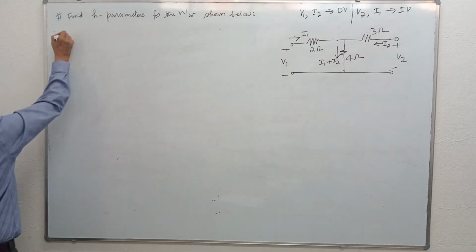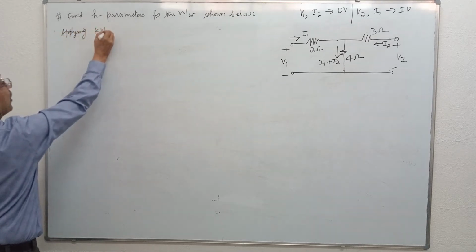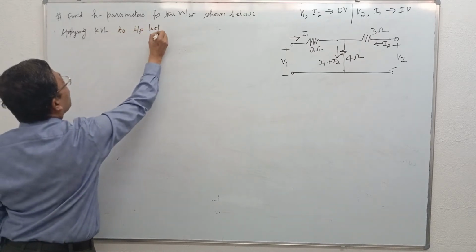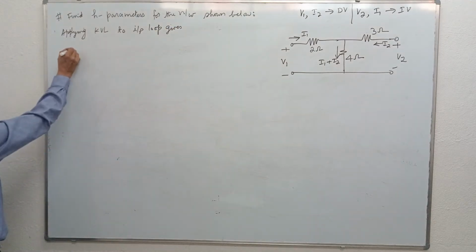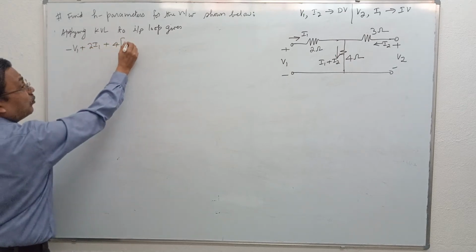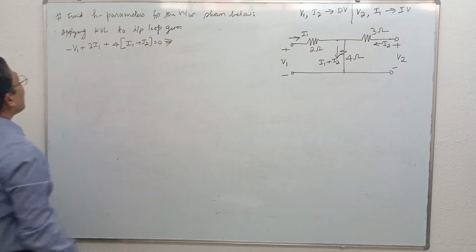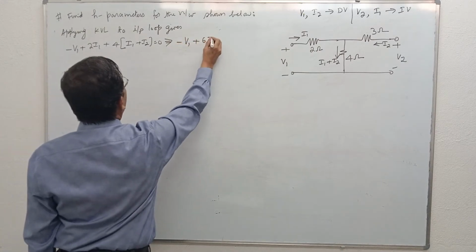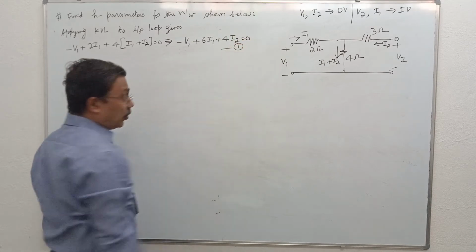Step number 1. Applying KVL to input loop gives minus V1 plus 2I1 plus 4 times I1 plus I2 is equal to 0. This implies minus V1 plus 6I1 plus 4I2 is equal to 0. This I call equation 1.